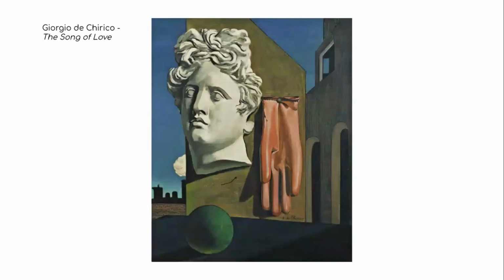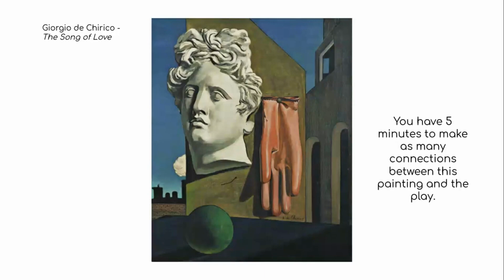The painting is The Song of Love by Giorgio de Chirico. I'm sure I pronounced that wonderfully. You've got 5 minutes to make as many connections between this painting and the play as you can. It's time to pause it and go. Okay, hopefully you have paused for 5 minutes. Now, if you sit back and listen, I'll explain to you all of the things that occurred to me from this painting.